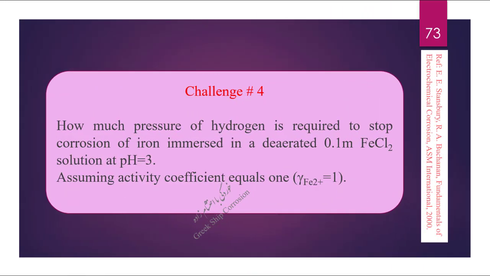Challenge number 4. How much pressure of hydrogen is required to stop corrosion of iron immersed in a deaerated 0.1 molar FeCl2 solution at pH 3, assuming activity coefficient equals 1, gamma Fe2 plus equals 1.